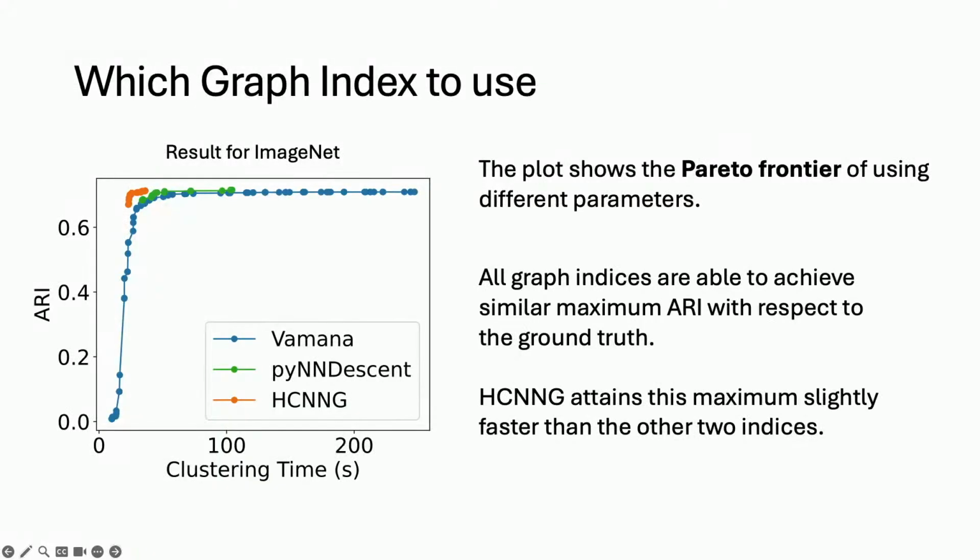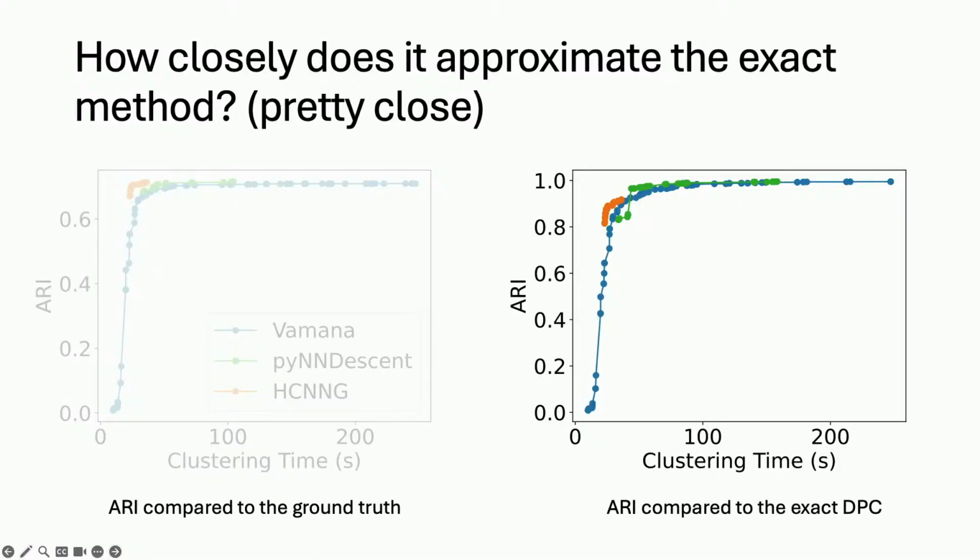Oh, so sorry, for the ARI, were these approximate methods also able to get similar quality as the exact? Oh, let me see. Okay, this is a hidden slide. Yeah, so this shows you the ARI compared to the exact DPC. So yeah, we get pretty close. It's pretty close to 1. Yeah, I was going to skip this slide, but since you asked, I'll show it to you. Okay.